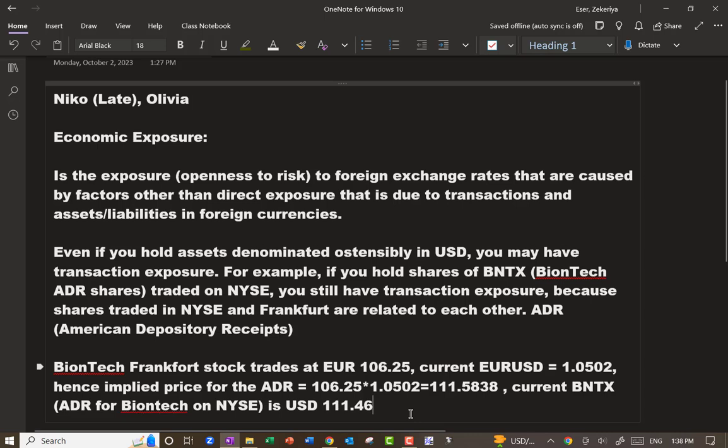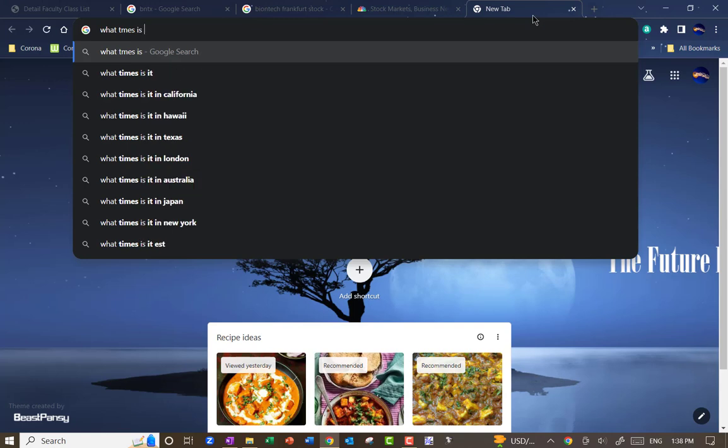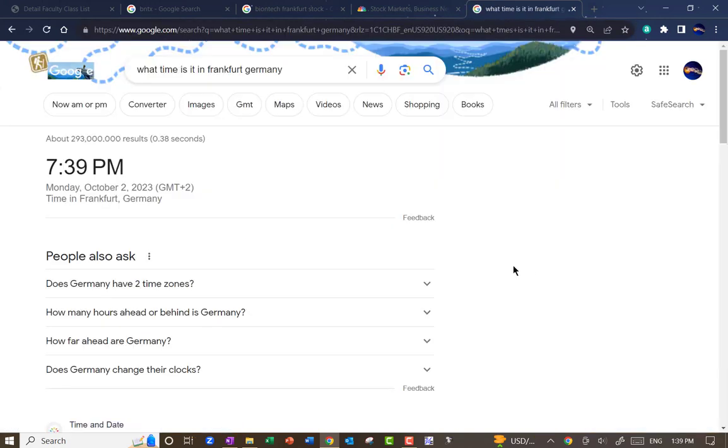They're not going to be exactly the same. And B, I think right now the Frankfurt market is actually closed. So there are actually no transactions going on, because there is a 6 hour difference between Frankfurt and here. So it's 7:38 p.m. in Frankfurt. If you don't know what time it is, you can always ask, what time is it in Frankfurt, Germany? Because sometimes they change the clocks.